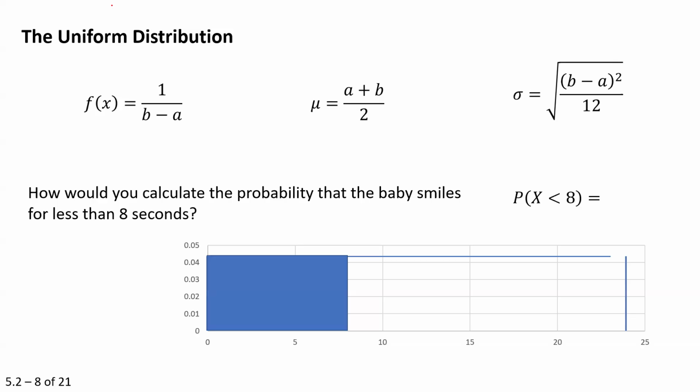Okay, so how would you calculate the probability that the baby smiles for less than 8 seconds? How would we say that? That's the probability that X is less than 8. So recall the distribution goes from 0 to 24. What's the height of this thing again? Help me out with that. 1 over the whole thing. 1 over 24, yeah. So that's still going to be the height of this rectangle, isn't it?